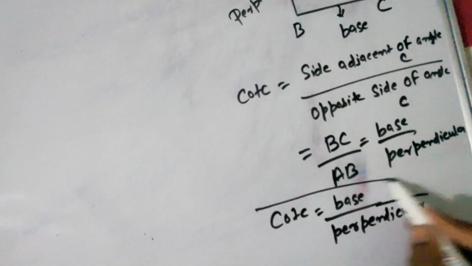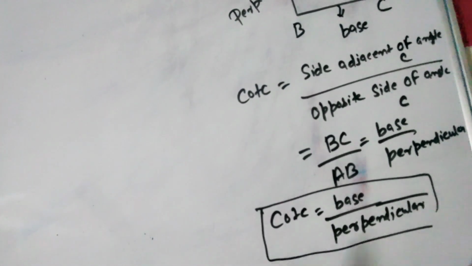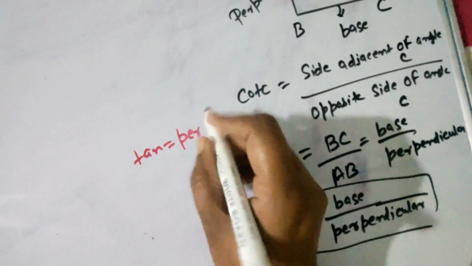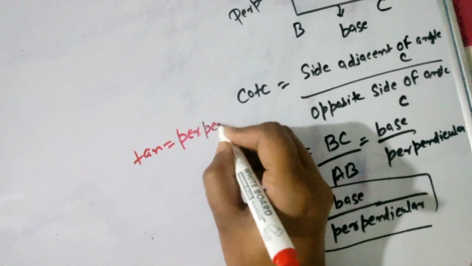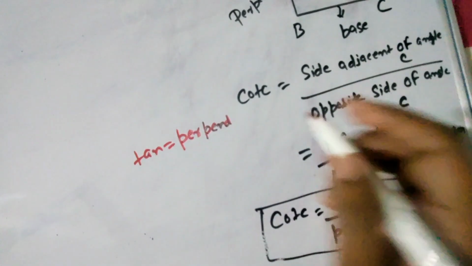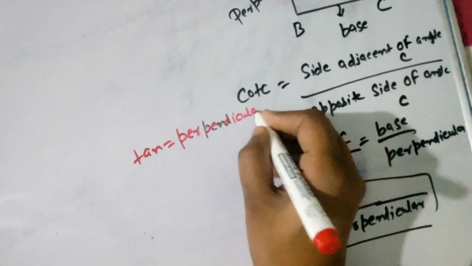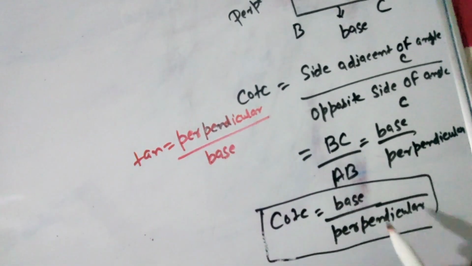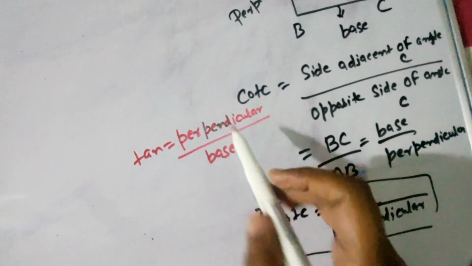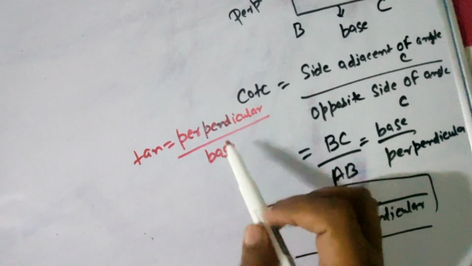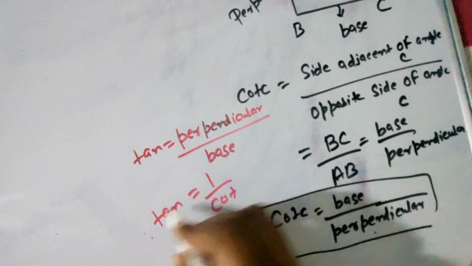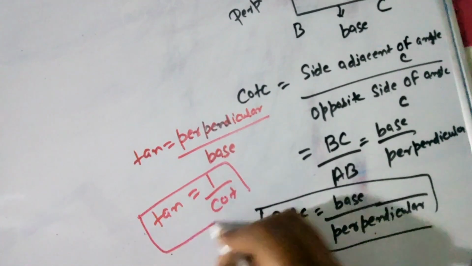Okay, then what is the cot formula? Base by perpendicular. And the tan formula is perpendicular by base. Cot formula is base by perpendicular, and tan formula is perpendicular by base. Means tan equals 1 by cot, and cot equals 1 by tan.